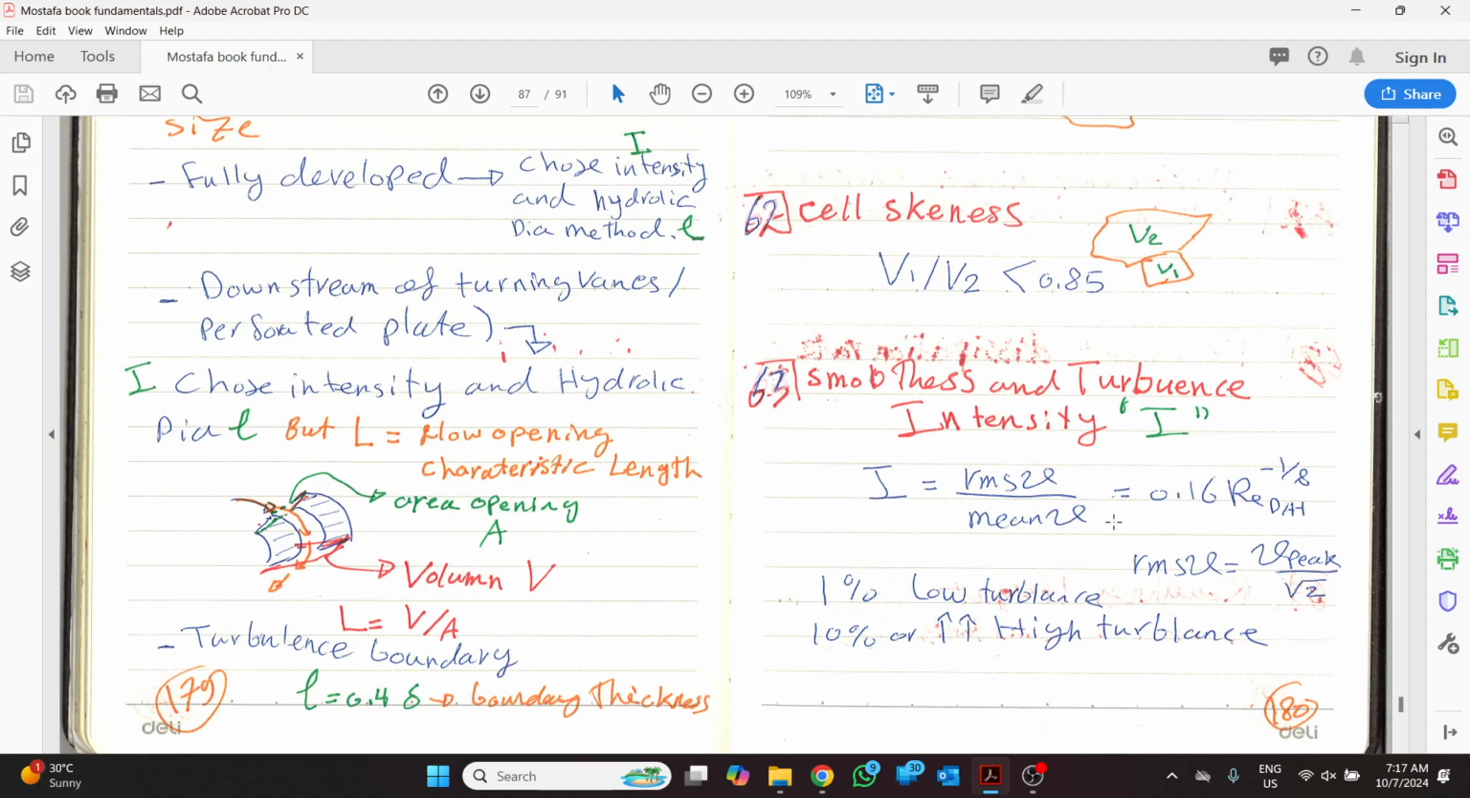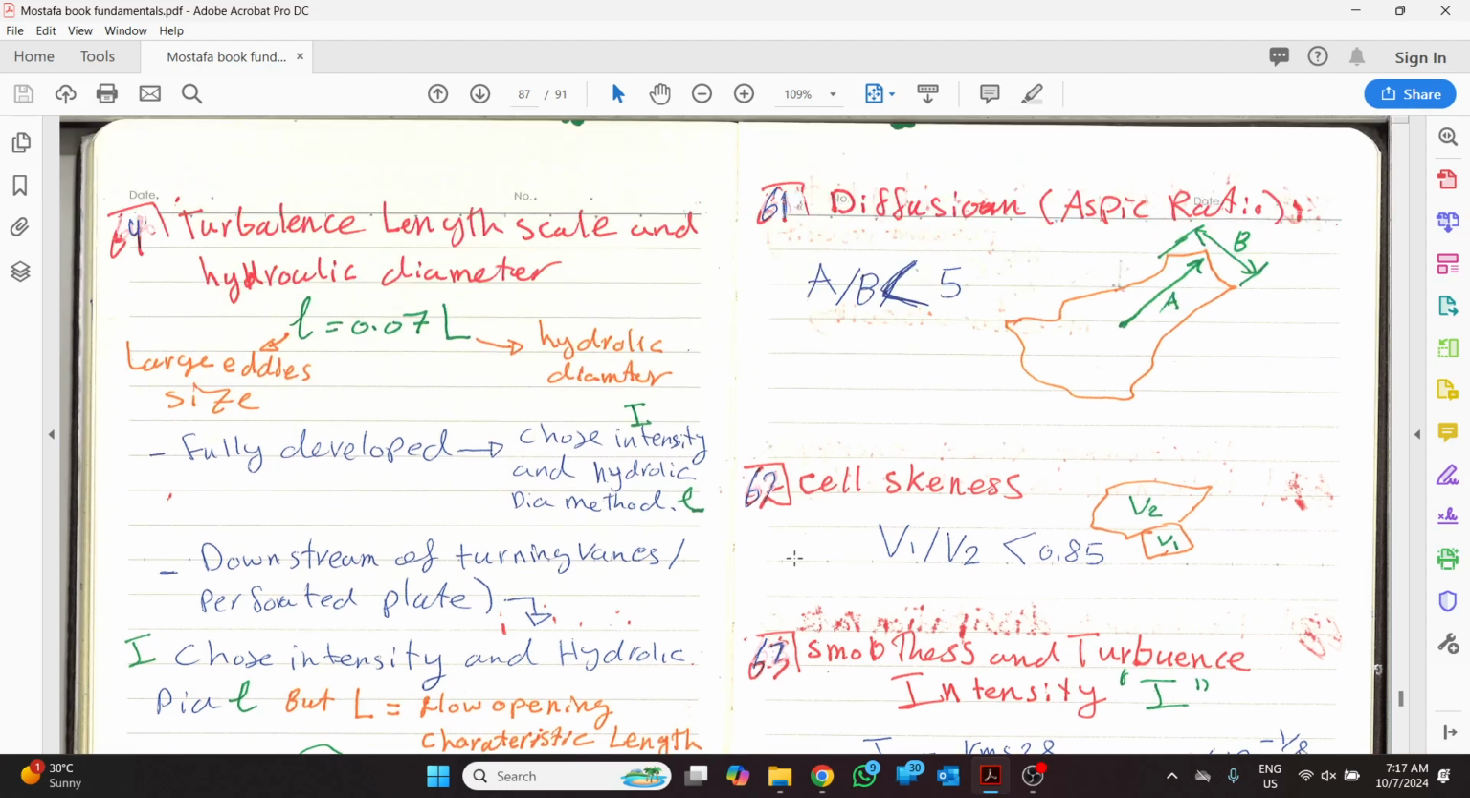Turbulence intensity can be generally written as a correlation of 0.16 Reynolds number for the hydraulic diameter to the power of minus 1 over 8. If it is 1%, it is very low turbulence. If it is 10% or higher, it is very high turbulence. Okay.